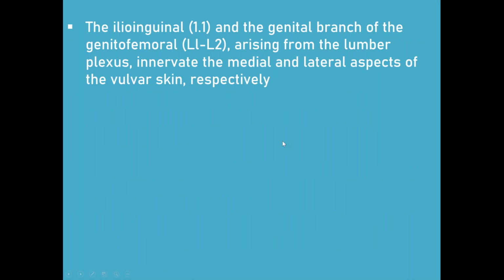So the ilioinguinal nerve and the genital branch of the genitofemoral nerve, arising from the lumbar plexus, innervate the medial and lateral aspects of the vulvar skin respectively. So here the medial aspect is innervated by the ilioinguinal nerve, and the genitofemoral nerve supplies the lateral aspect of the vulva. So this is important.